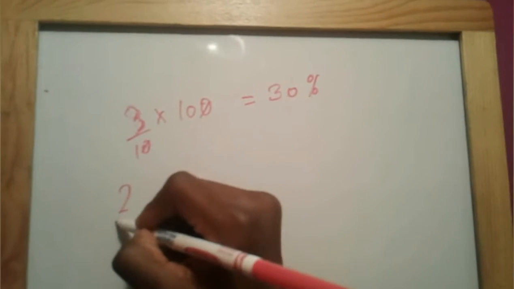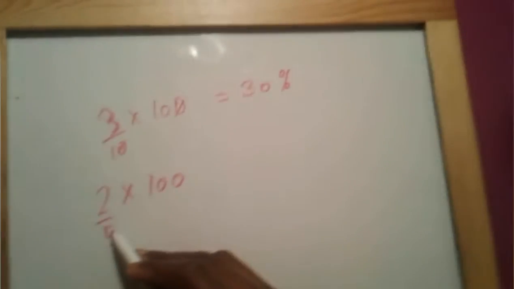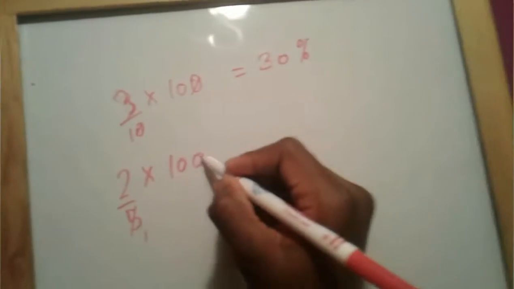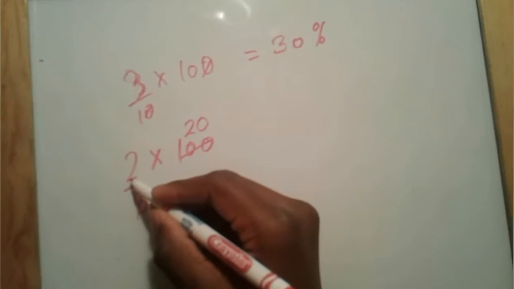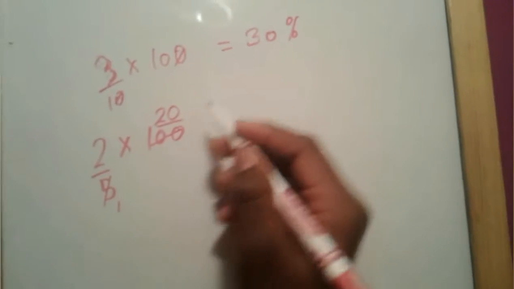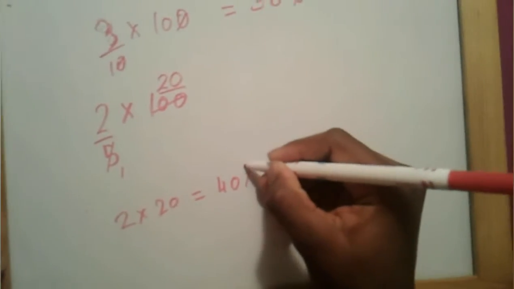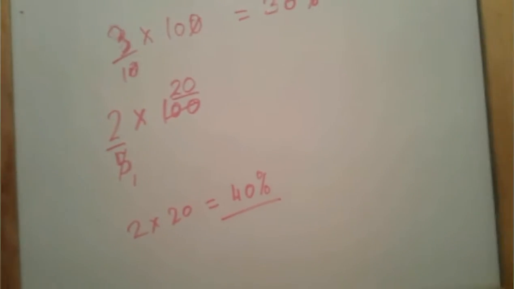If the question is like 2 out of 5, you multiply by 100. When you divide 100 by 5, it's 20. So you multiply 2 times 20, and the answer is 40. You put the percentage sign, and there you have it: 40%.